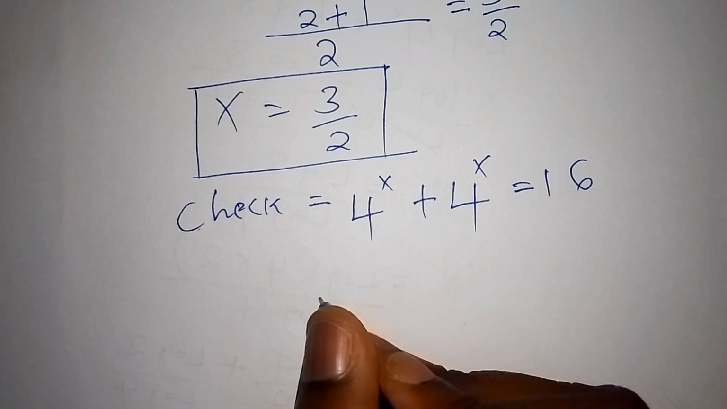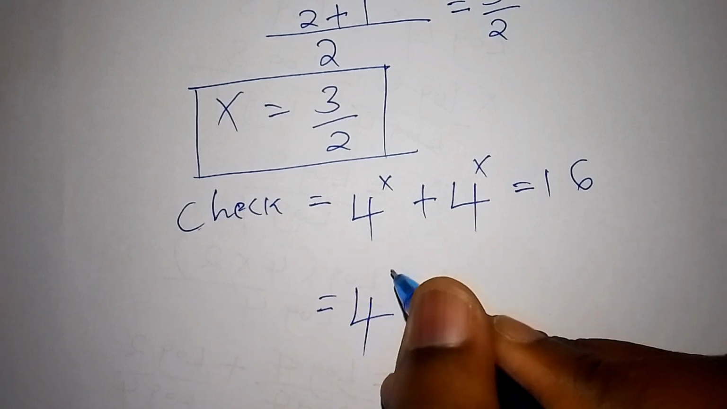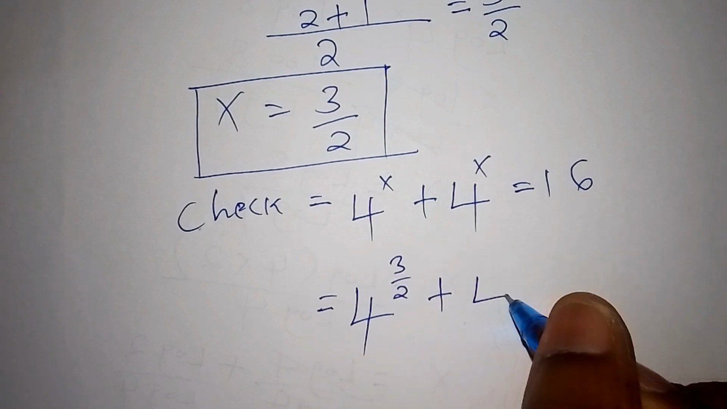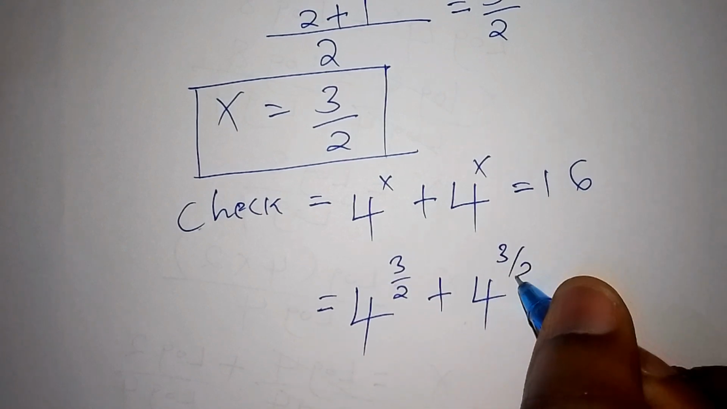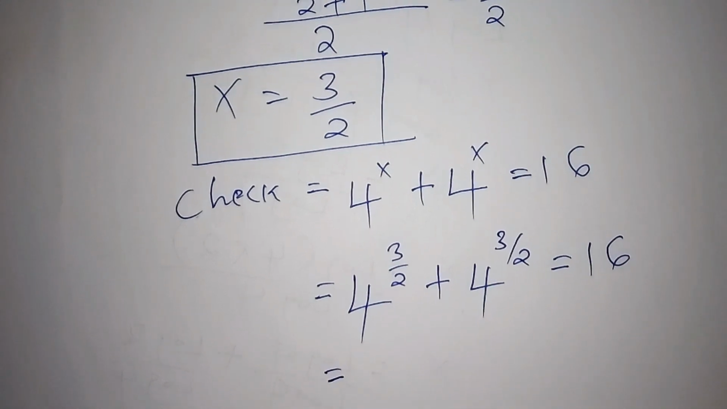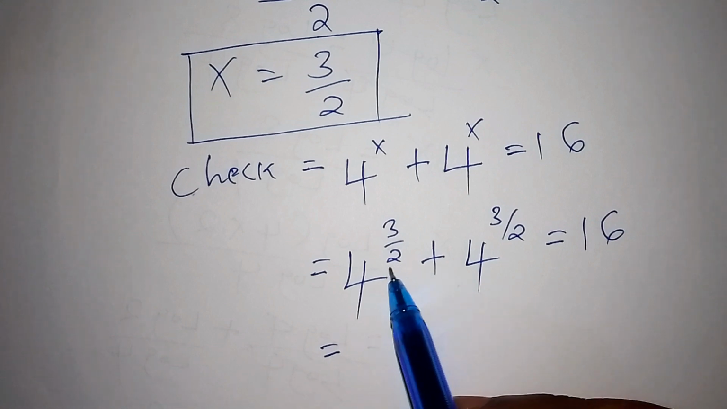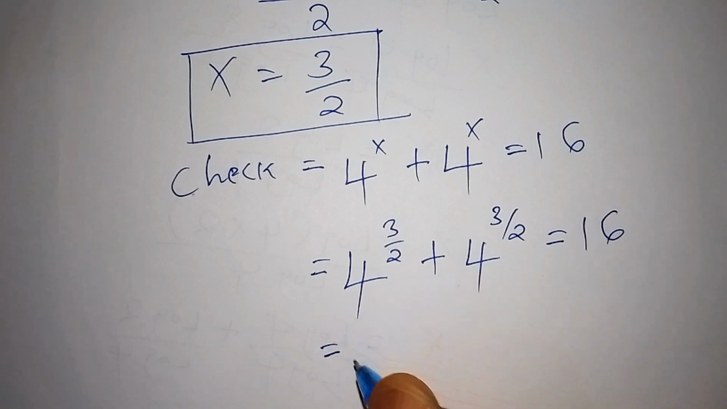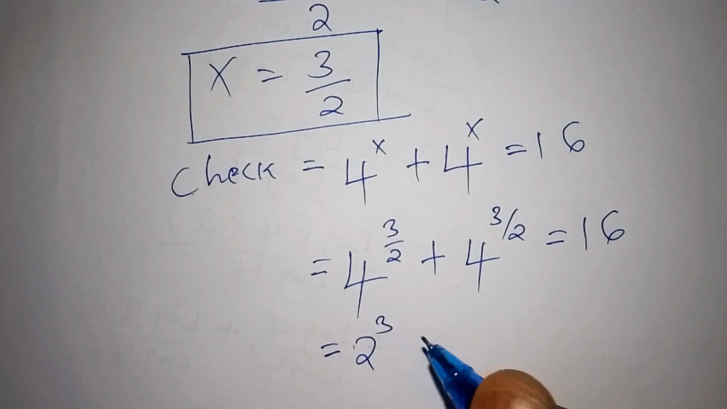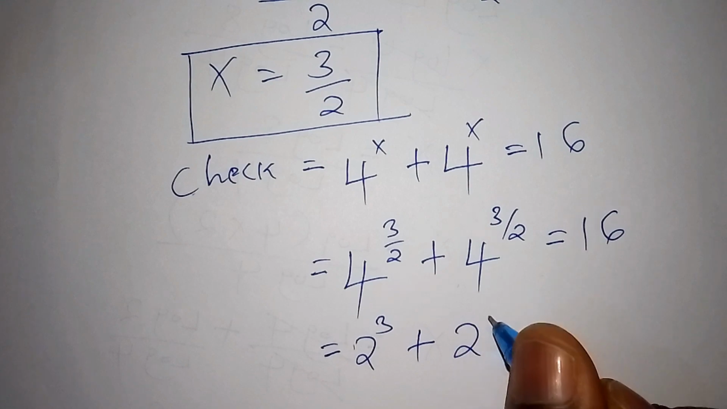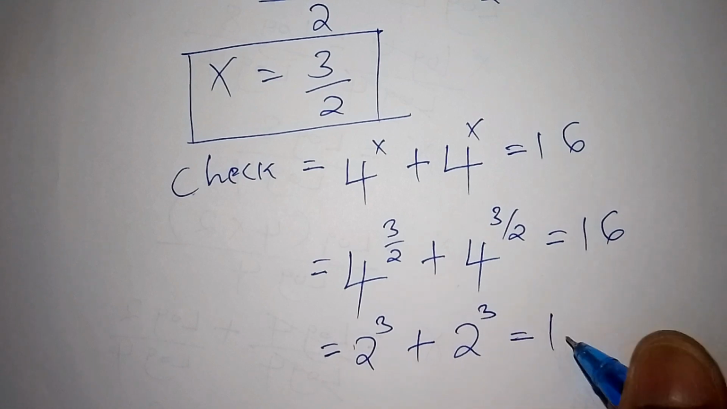So this one is equal to 4 to the power of 3 over 2 plus 4 to the power of 3 over 2 is equal to 16. Now when you see 2 as the denominator, it means that you can easily find the square root of 4, which is 2. So now we shall have 2 to the power of 3 plus 2 to the power of 3 is equal to 16.